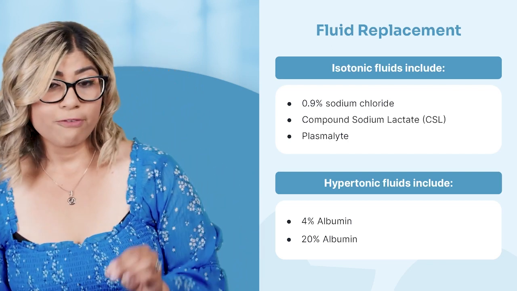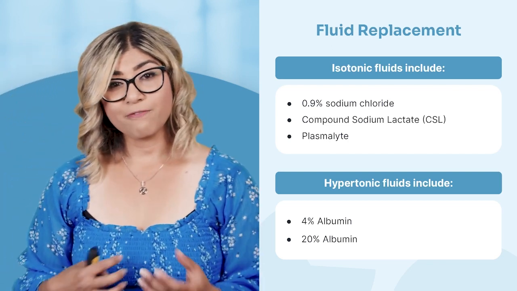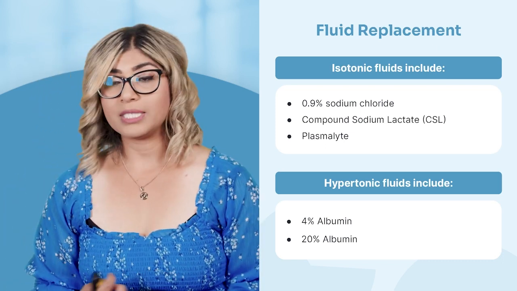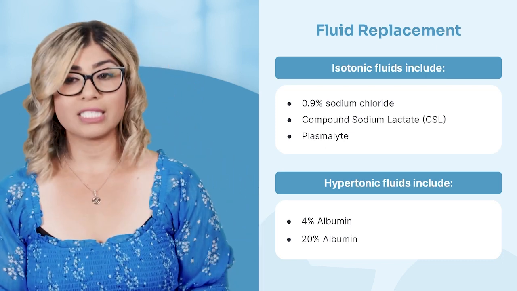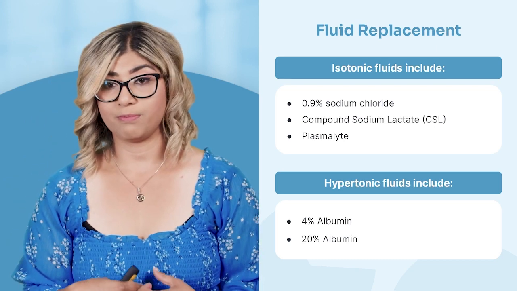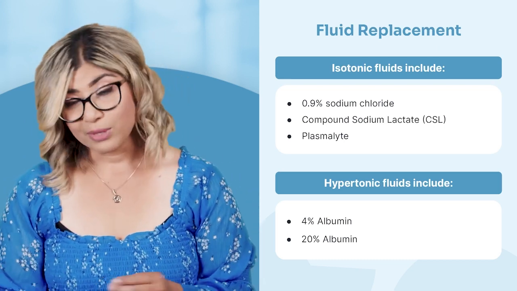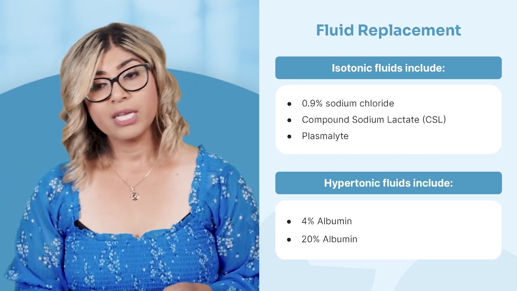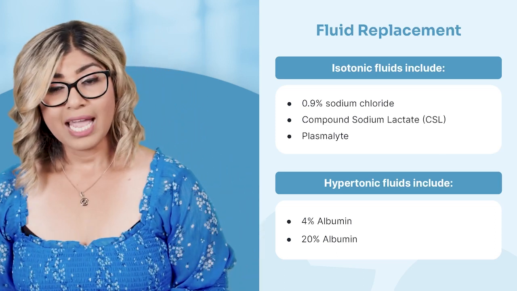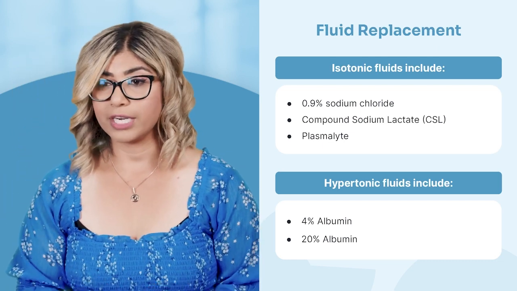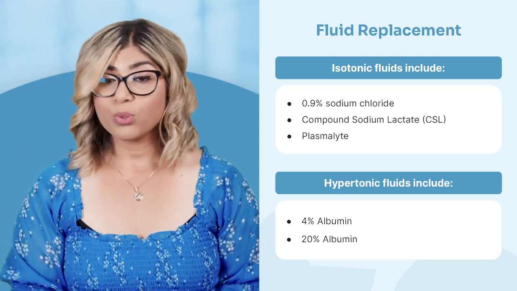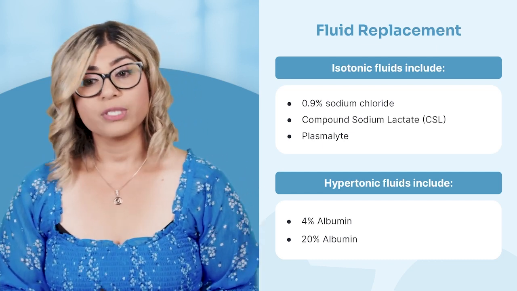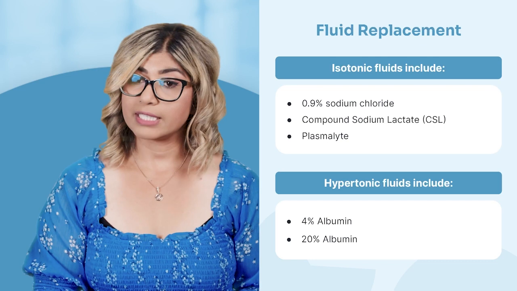So let's talk a little bit about 4% albumin. These come in 500 ml bottles, and this fluid will pull 4 times the amount of fluid from the surrounding spaces into the intravascular department, if there is fluid to pull. 20% albumin, however, comes in a 100 ml bottle, and these are really concentrated formulas. So this fluid will pull about 20 times the amount of fluid from the surrounding spaces into the intravascular space.